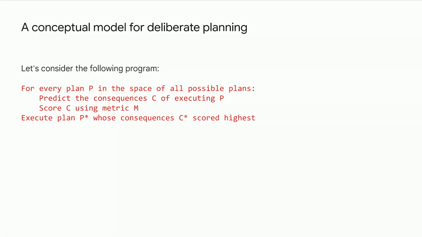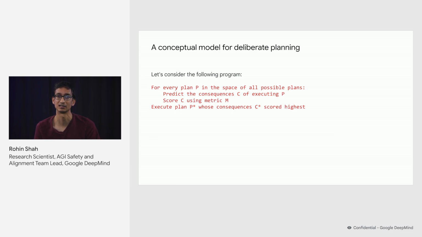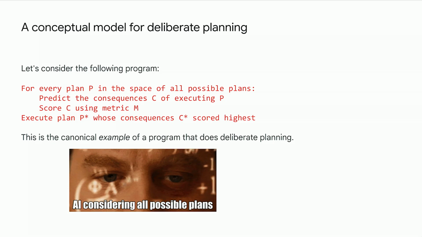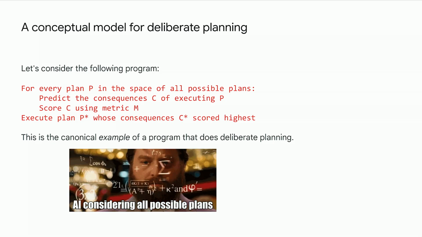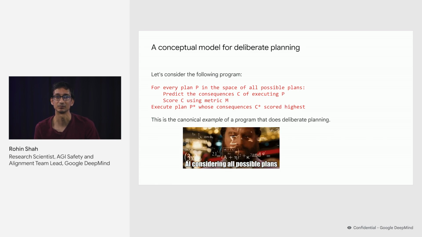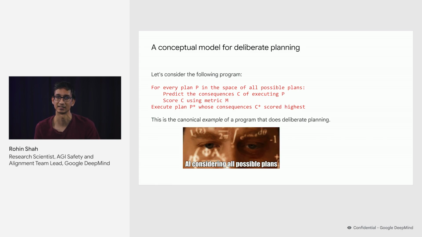Suppose the AI system considers every possible sequence of actions that it could take, accurately predicts the consequences of that sequence of actions, and then estimates how good these consequences are using some metric m that represents the AI system's goal. Then the AI system outputs whichever sequence of actions scored the highest. This is one model of deliberate planning where the AI system just considers every possible option and chooses the best one. In reality, this would be far too computationally expensive to run, but it can be done in simple grid world environments using algorithms like value iteration.